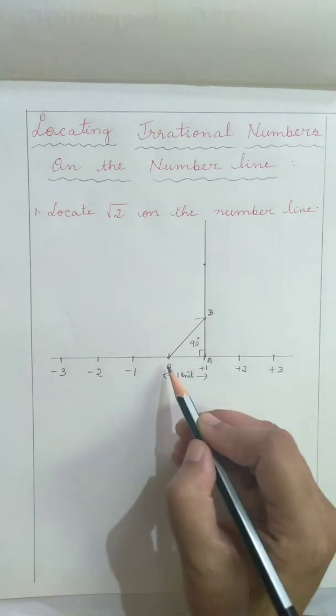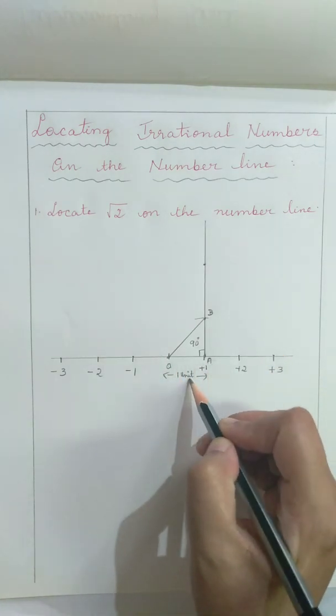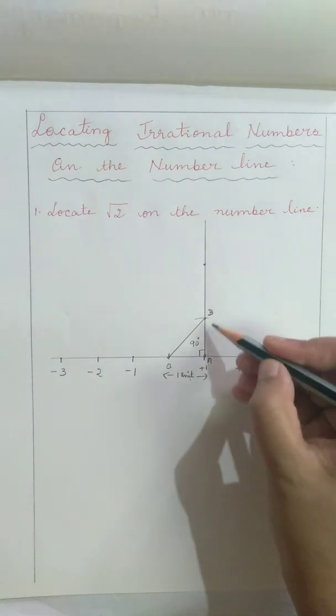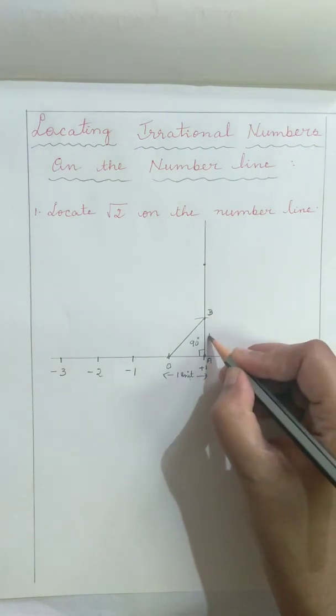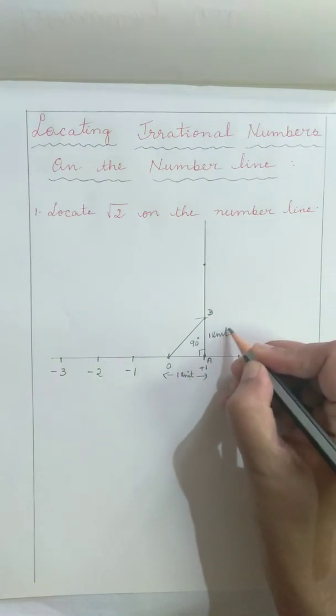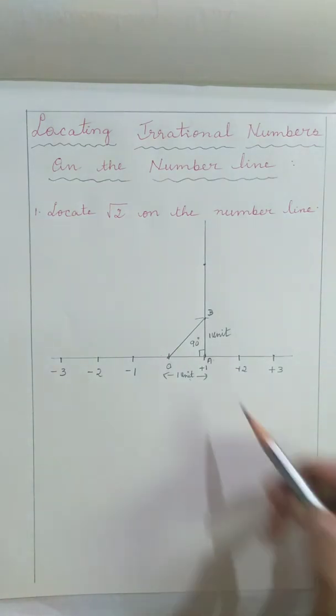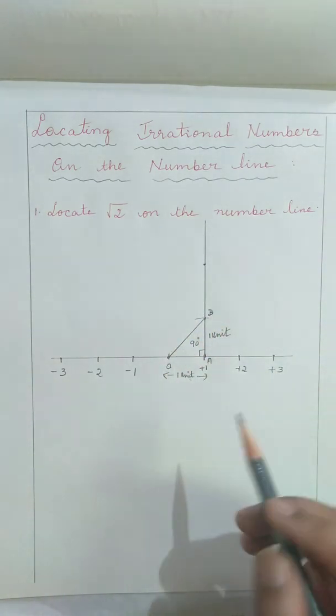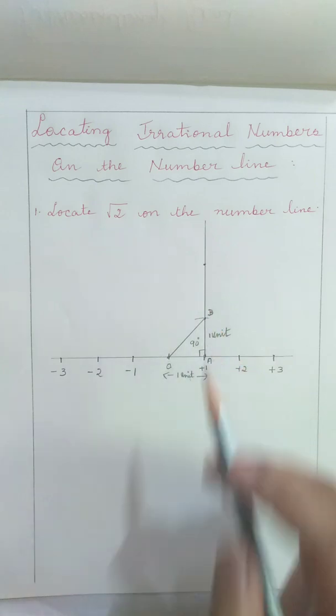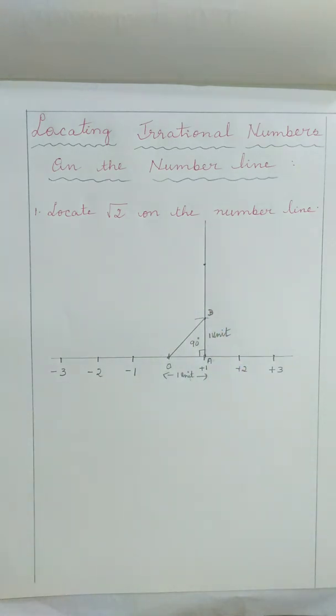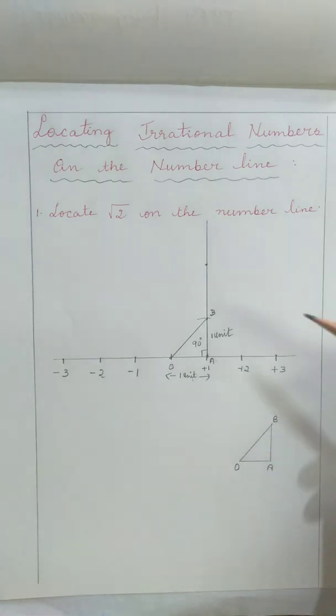Therefore, from O to A we have considered it as 1 unit. Again, in the same way, from B to A it should be considered as 1 unit. So a right angle triangle is formed, that is OAB. Now we have to locate root 2 on the number line.